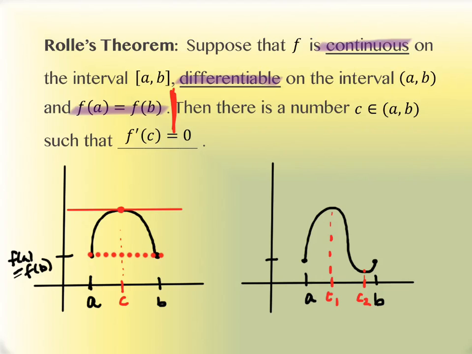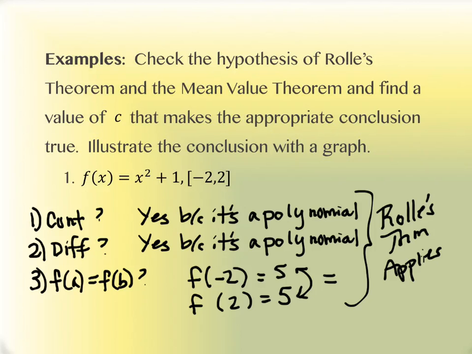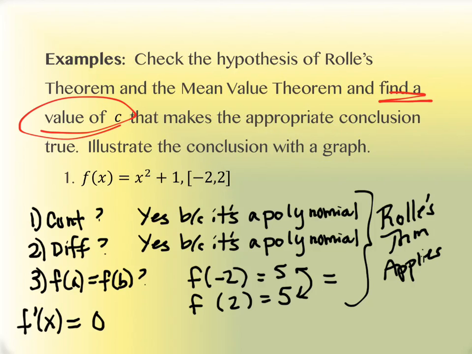If we have those conditions, then there is a number between our two endpoints, so in our case between negative 2 and positive 2, where the derivative equals 0. Okay? We know that's going to happen according to Rolle's theorem. Now, using the calculus that you know so far, we're going to actually find the value of C. So how do we do that? We know there has to be a location where f prime of x is equal to 0, according to Rolle's theorem. How do I find f prime of x? Yeah, I take the derivative, right?